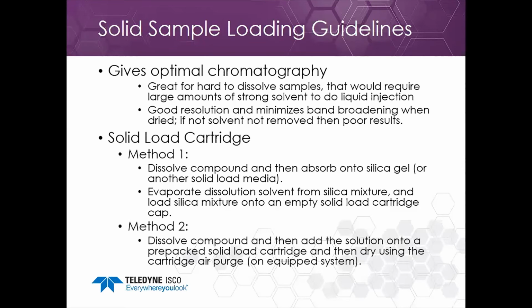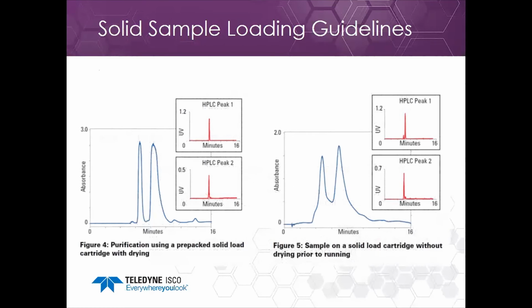Method 2 is similar: you dissolve the compound in a strong solvent and then add the solution onto a pre-packed solid load cartridge, and then you dry the cartridge using the cartridge air purge if it's equipped on the CombiFlash system. Here are two examples. For the purification using the pre-packed solid load cartridge after we've dried it, we get clear baseline resolution between the two compounds.